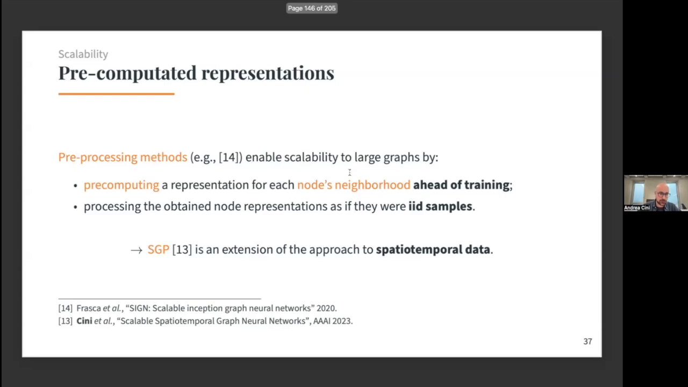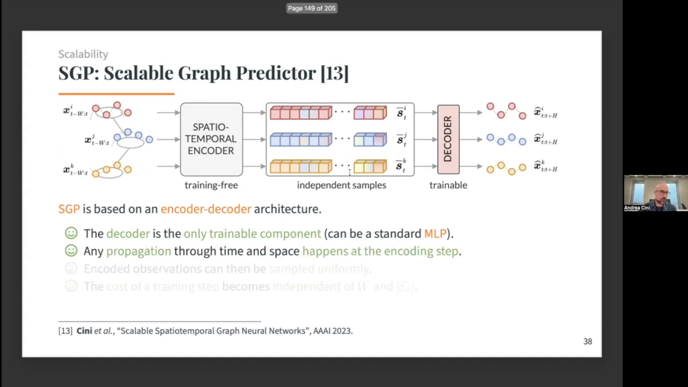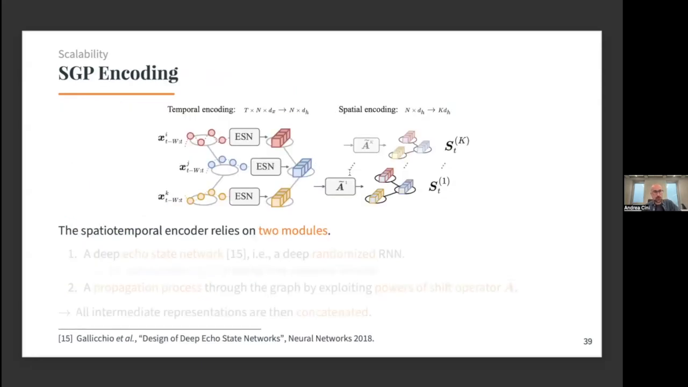What we did was extend this preprocessing approach to the spatiotemporal setting by introducing SGP. SGP, which stands for Scalable Graph Predictor, is basically an encoder-decoder architecture where the decoder is the only trainable component. And all of the propagation through both time and space happens at this encoding step, so that also when we are introducing the temporal dimension, observations can be sampled uniformly through time and space at training time, thus getting rid of the dependence on sequence length and graph size for what concerns the computational complexity.